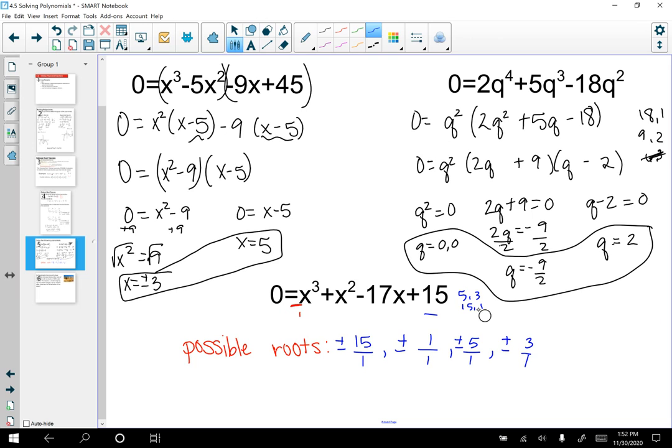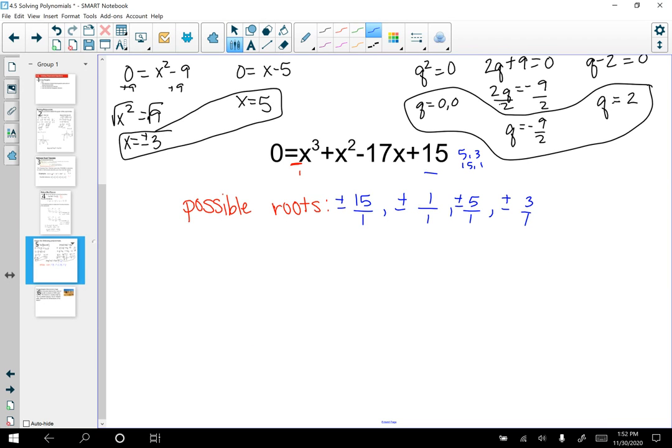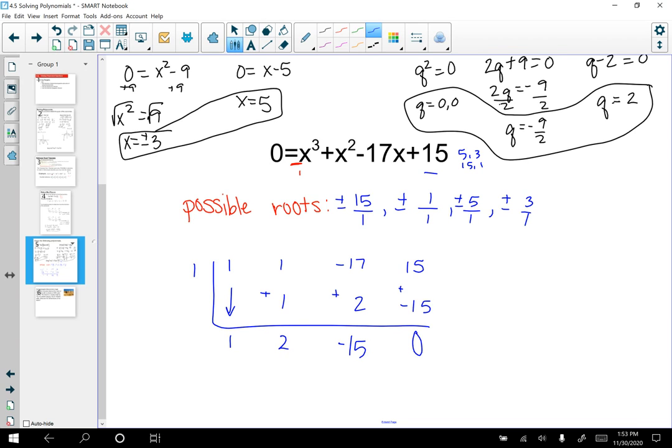Okay, so now I go ahead and I use synthetic division to find my first root. And again, like I said, I always start with 1. It just seems to be kind of lucky most of the time. My coefficients are 1, 1, -17, and 15. So I'm going to start with x equals 1. 1 times 1 is 1. I add to get 2. 2 times 1 was 2. I add to get -15. -15 times 1 is -15. I add those. I get a remainder of 0.